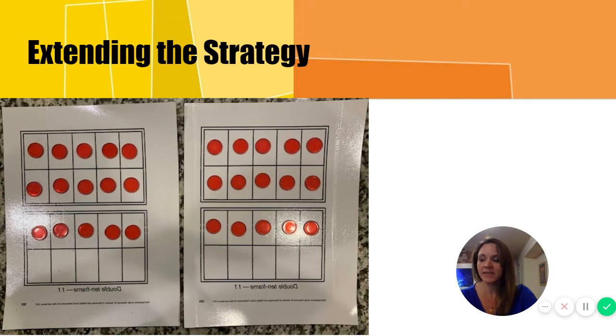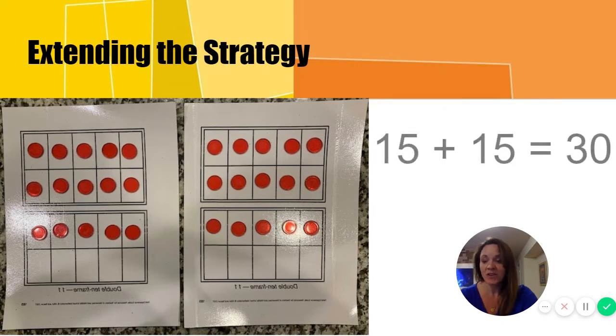We can extend this strategy to larger numbers. What is 15 plus 15? We've modeled this on the double 10 frame. 10 and 10 make 20, and 5 and 5 make 10. 20 and 10 makes 30, so 30 equals 15 plus 15.